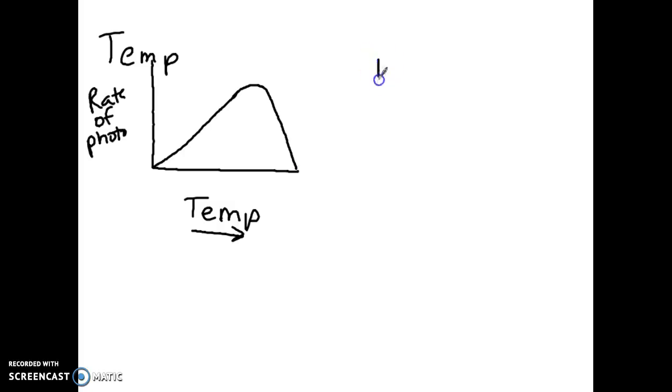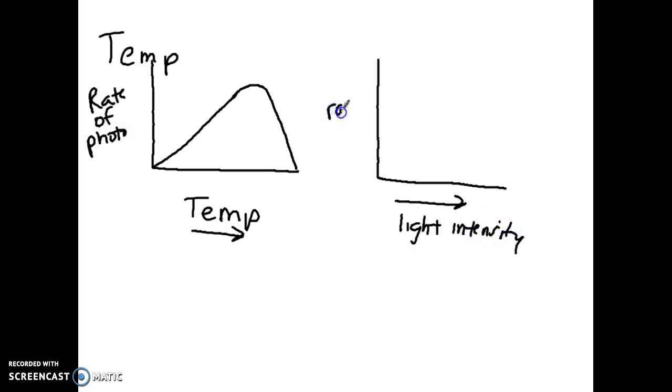The next factor is going to be light intensity. So if I increase light intensity from left to right, and this still is going to be the rate of photosynthesis, you get an initial increase because light intensity is really the amount of photons. So if you have more photons hitting the plant, you're going to have more availability of electrons that are going to excite from the reaction center. So more electrons that excite, you're going to have more glucose production in the end.